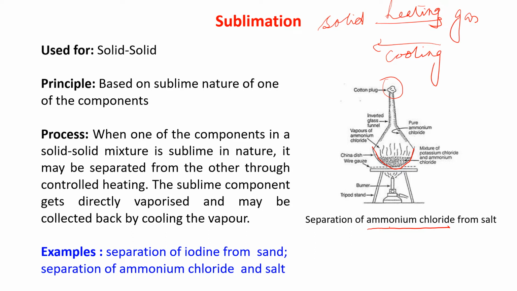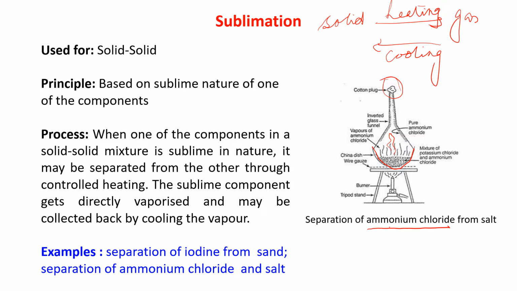Now when we are heating, ammonium chloride being a sublime substance, the vapor of ammonium chloride will come out. As the vapor comes here, it gets the cooler sensation, and because of that it condenses, and again we get solid ammonium chloride collected over here. And the salt will remain in the china dish.